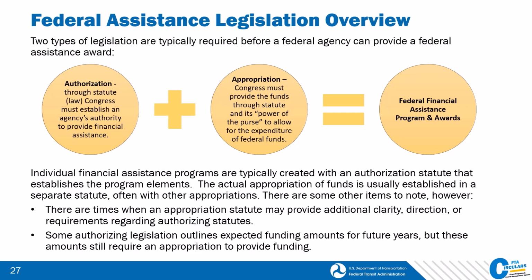Usually there is a one-to-one relationship where the grant program is authorized in one piece of legislation and funded in another piece of legislation. But there are times when the appropriation impacts the program requirements, or an authorizing statute may outline minimum funding requirements for future years. FTA and its financial assistance stakeholders have to be alert and ready for action when it's funding season.